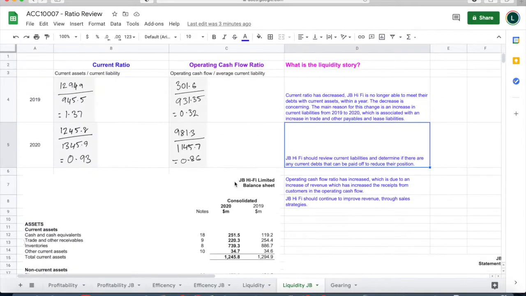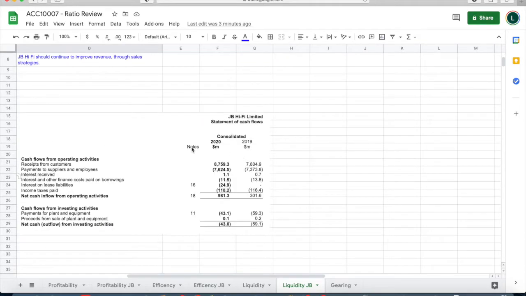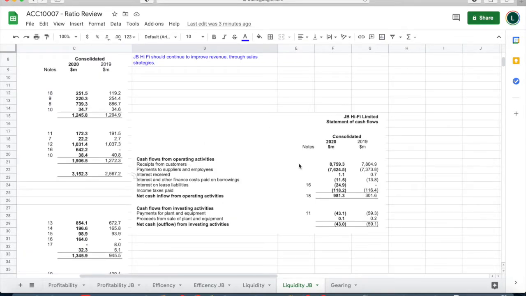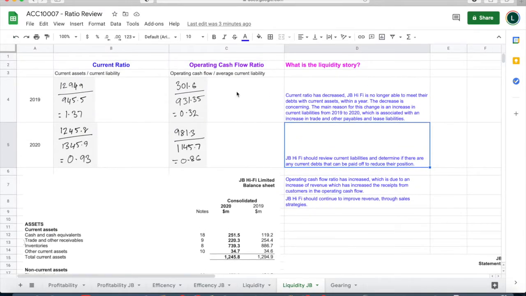And then over here we've got our operating cash flow, so it's our operating cash flow over average current liability. Here it has increased, which is wonderful. So operating cash flow has increased quite a lot. Let's have a look at our cash flow. Oh, sorry about that, over here. We can see it has increased from 2019 to 2020, and that is mainly due to our receipts from customers. And if we think back to our P&L, we have had an increase of revenue of over 800 million. So it's great to see that it's following on in our cash flow statement.